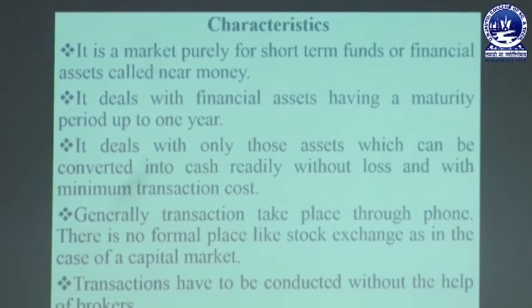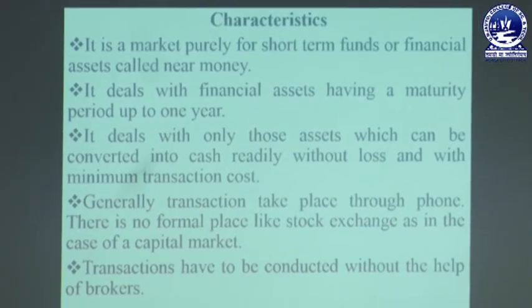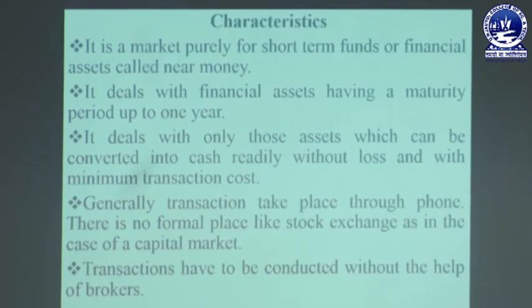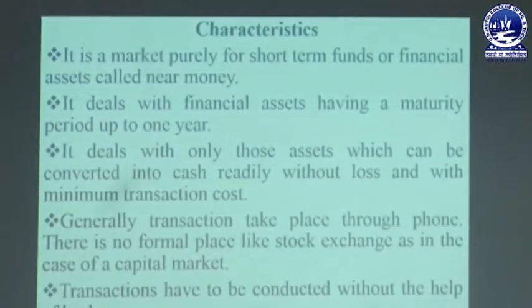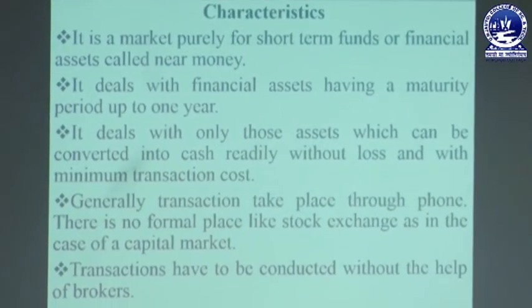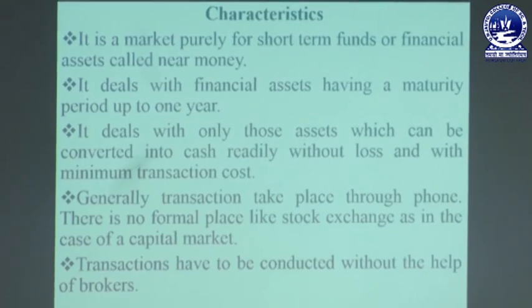So next, the basic features or characteristics of a money market. First, it is a market purely for short term funds or financial assets, that is called near money. So money market is a market for short term assets or any type of financial assets, that is called near money. Next, it deals with the financial assets having a maturity period of up to 1 year. So the time period in money market is maximum 1 year. Trade can take place within 1 year, or maturity can be made within 1 year or less than 1 year.